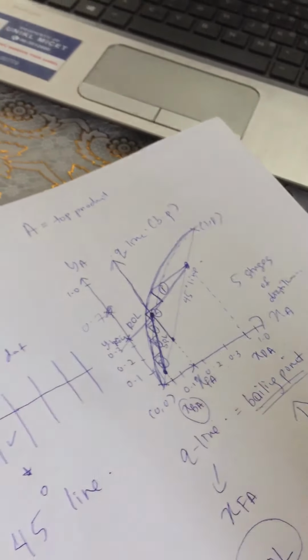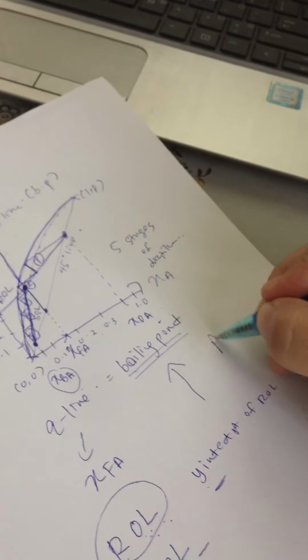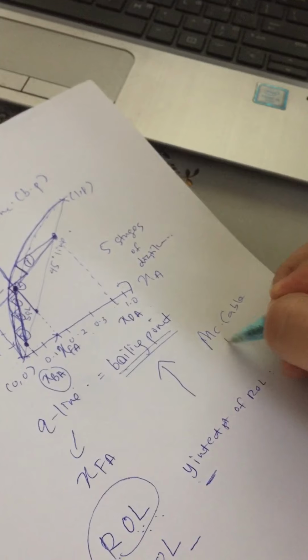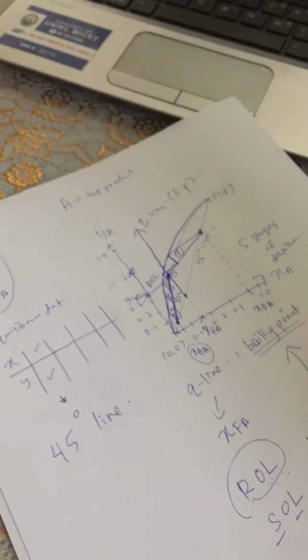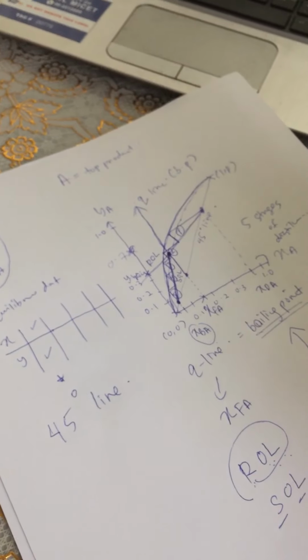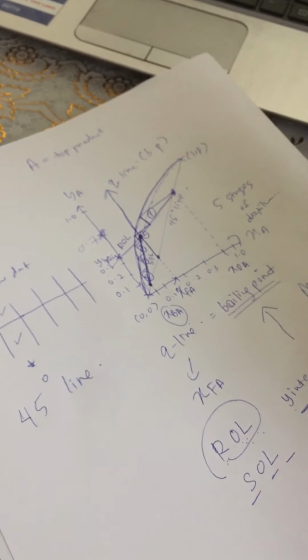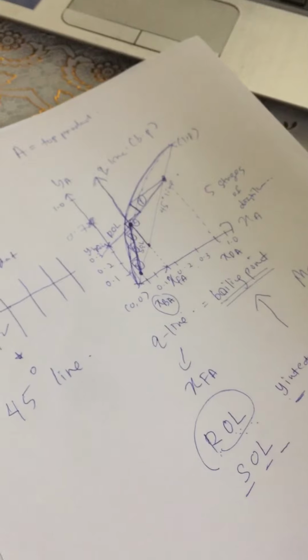This kind of step, we call it the McCabe-Thiele method. Hopefully by referring to this tutorial, you'll be able to get higher marks in solving your assignment part 2.